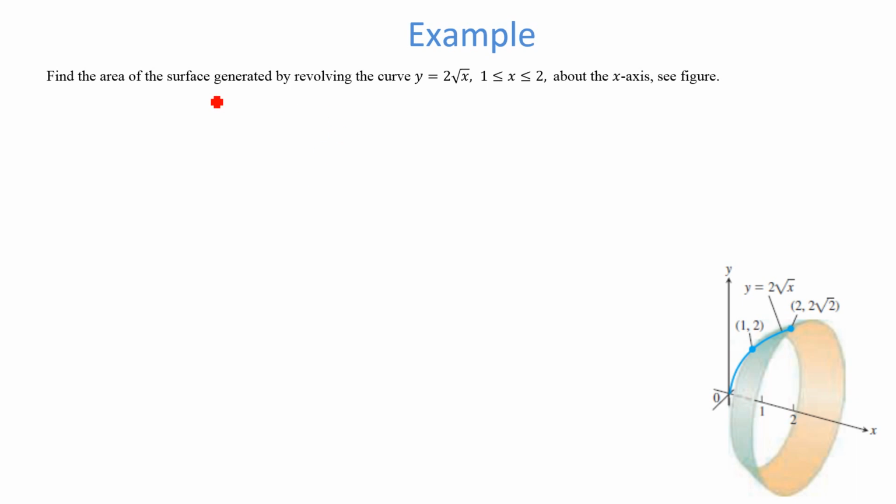Alright, find the area of the surface generated by revolving the curve y is equal to 2 square root of x, where x lies between 1 and 2, that is, a and b here are 1 and 2 respectively, about the x-axis. So the axis of revolution is the x-axis.